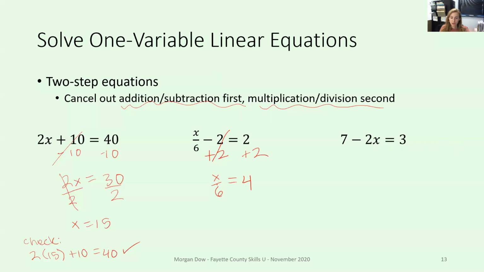Now I have division remaining here. How do I cancel out division? I do it with multiplication. So I'm going to multiply both sides by 6, and I'm left with x equals 24. You can check your answer. So it would be 24 over 6 minus 2. Does that equal 2? Well, 24 divided by 6 is 4. Minus 2 is 2. So it works out.